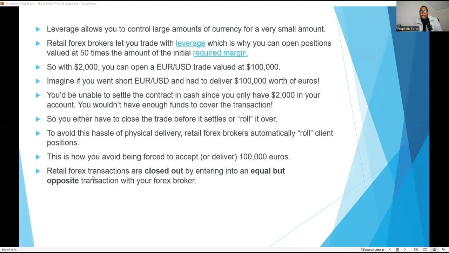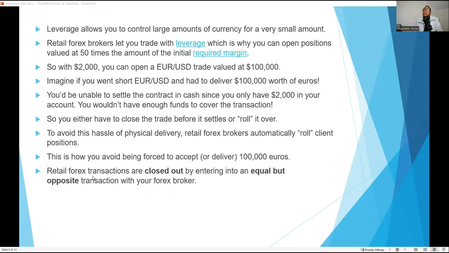Okay, so retail forex brokers let you trade leverage, which is why you can open positions at 50 times the amount of the initial required margin. For example, with $2,000, you can actually open a EURUSD trade valued at 100,000. Imagine if you went short. Short means sell, guys. And you sold and you had to actually deliver 100,000 worth of euros.